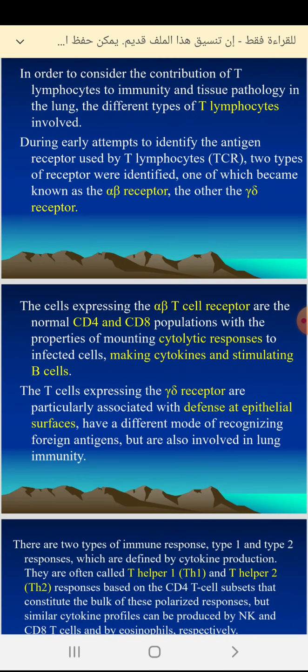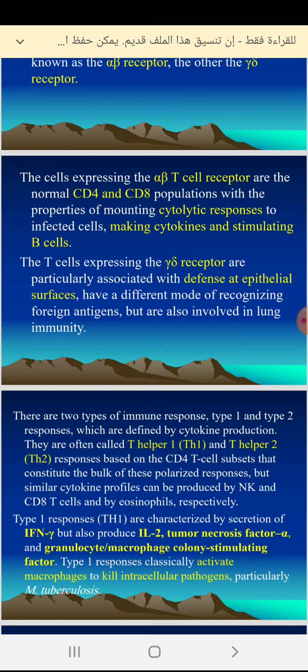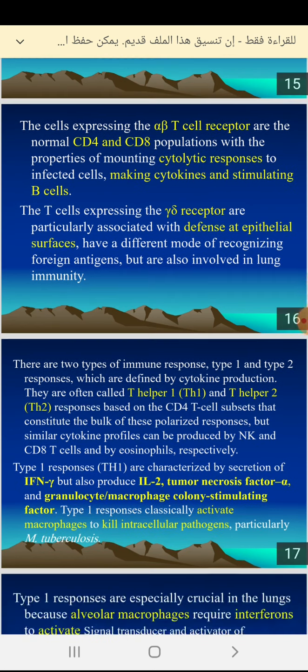ممكن انه ال T lymphocytes recognize the antigen by T cell receptors on the surface of these cells. Two types of receptors, alpha beta receptor and gamma delta receptors. الخلايا اللي تحمل الاكسبريس alpha beta receptors هي CD8 و CD4، واللي هي have ability to cytolytic responses to infected cells, making cytokines and stimulating B cells for differentiate into plasma cells and produce antibodies. The gamma delta receptors found on or associated with the defense at epithelial surfaces.